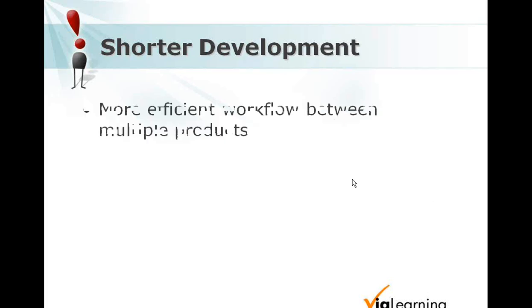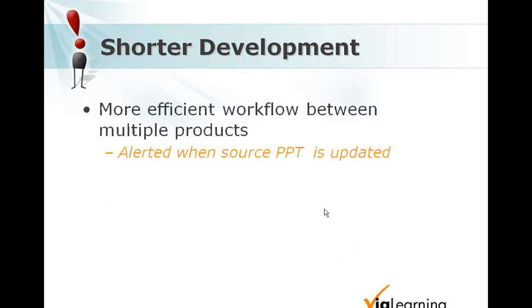Oh, yeah, absolutely. Great. So let's talk about some of the shorter development, so between multiple Adobe products. Can you talk a little bit about that? You bet. So there has been some improved efficiency workflow systems between the multiple Adobe products with Captivate 5, particularly with PowerPoint round tripping. So the user or developer is then alerted when the source PowerPoint is updated so that they know that the Captivate needs to be updated immediately as well. That really saves a lot of time and also makes sure that your content is the most up-to-date as it could be.